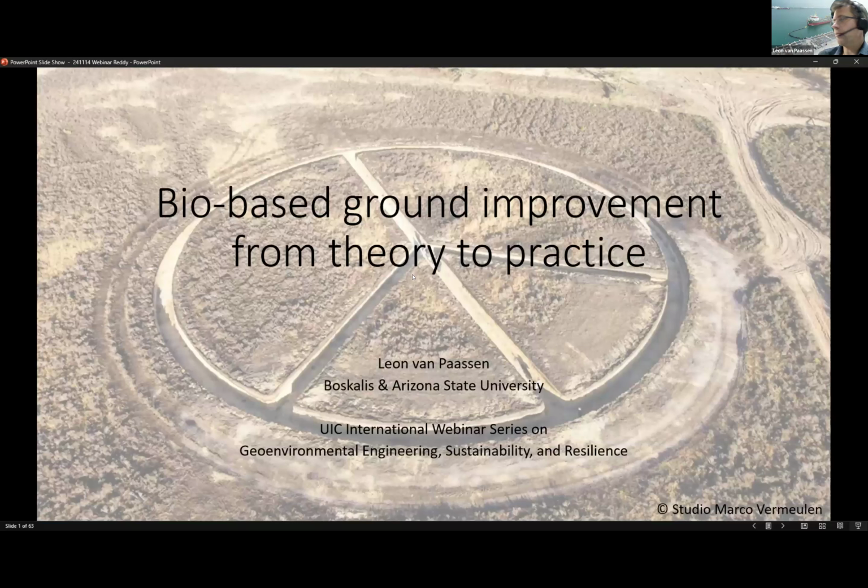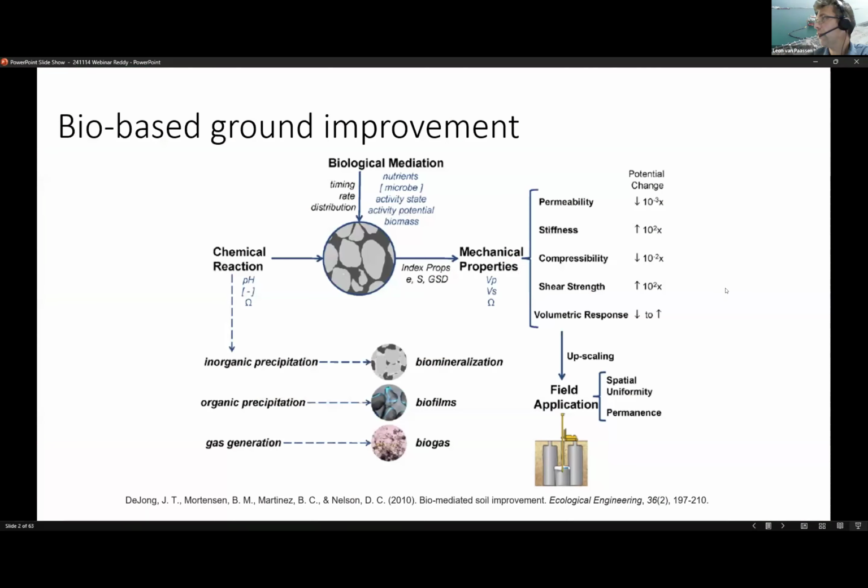I have been working quite some time on bio-based ground improvement. I'm reaching almost 20 years right now. I'd like to show a little bit of an overview of what we have done in these last 20 years. To start with, what is bio-based ground improvement? I'd like to refer to an excellent paper by Jason de Jong, one of the colleagues who has also been very active in this field.